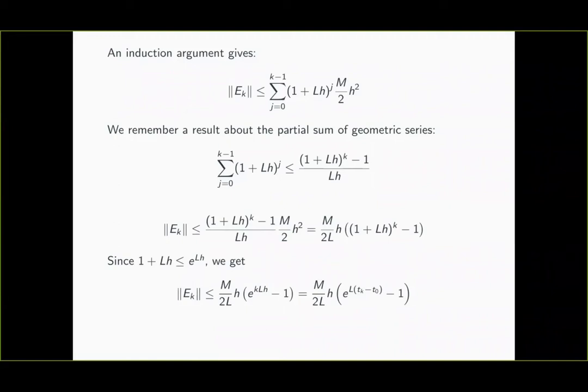So in order to get a formula that is actually useful, to get an idea about the behavior of the Euler method, we need to use a result from analysis. Namely, that huge sum there, where I sum up (1 + LH) to the jth power for j going from 0 up to k minus 1, can be bounded from above by an expression that is a bit more handy in practice. Namely, I can use the upper bound ((1 + LH) to the kth power minus 1) divided by LH.